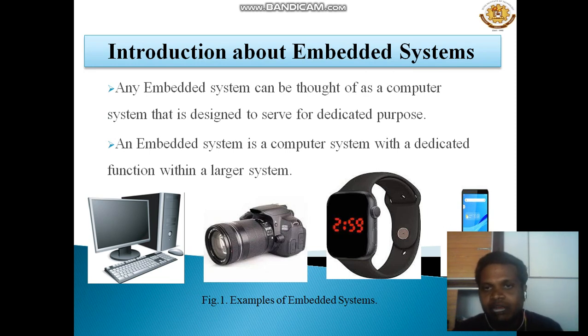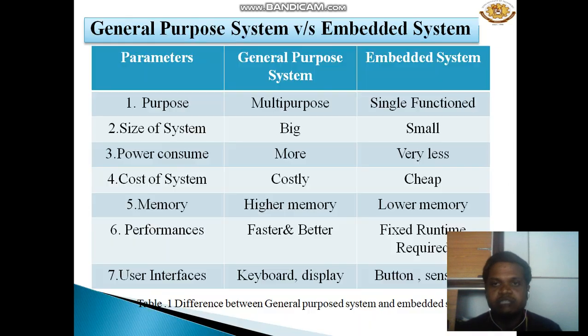What is meant by an embedded system is a combination of hardware and software to do a particular task. So it's used for one dedicated purpose as a combination of hardware and software. Real-time examples like a digital camera, smartwatches, and washing machine are also examples of embedded systems.